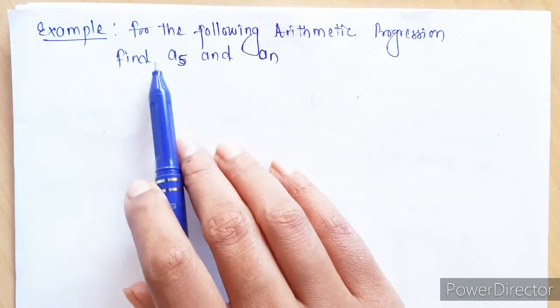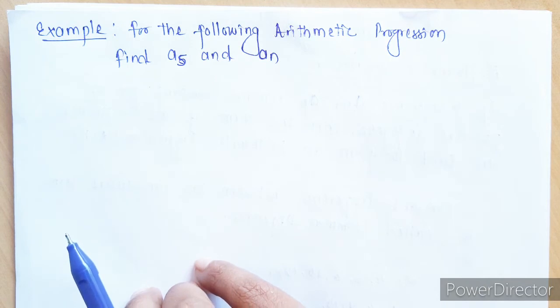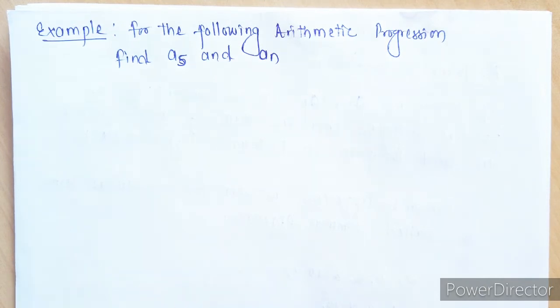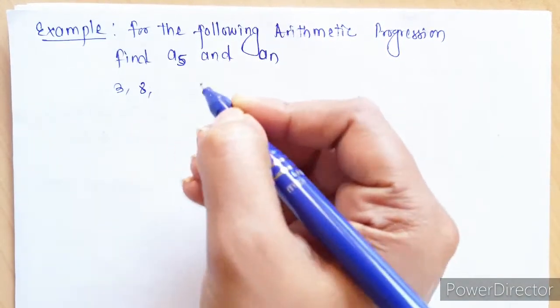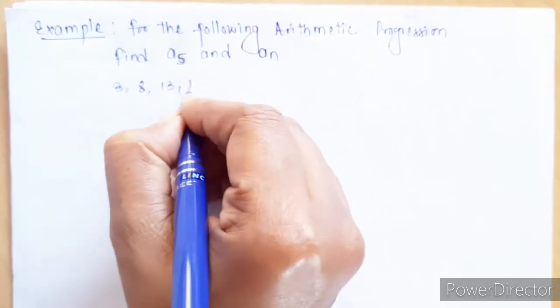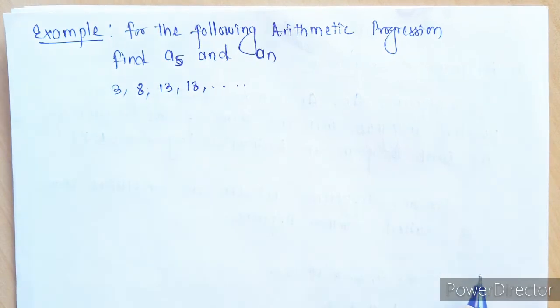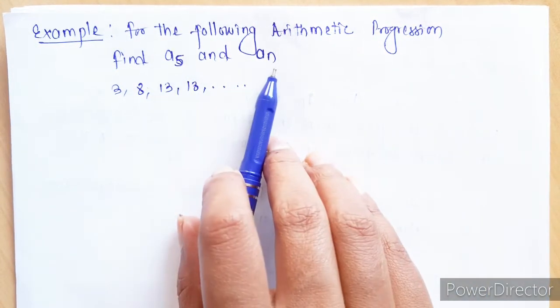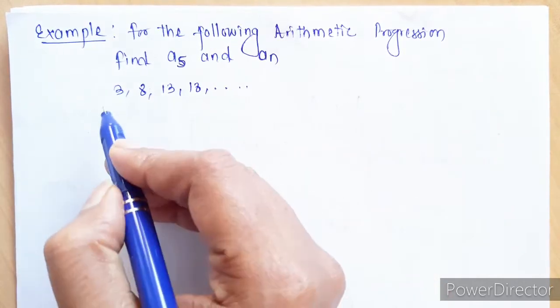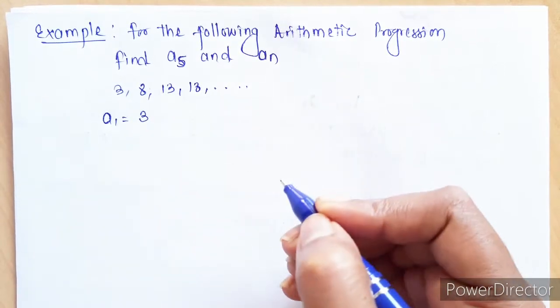First example: for the following arithmetic progression, find a5 and an. The sequence is given as 3, 8, 13, 18 and so on. So, this is the sequence given and we have to find the fifth term and the nth term. What is the first term in this case? The first term is nothing but 3.